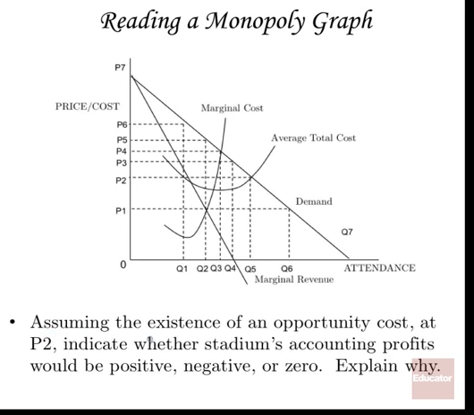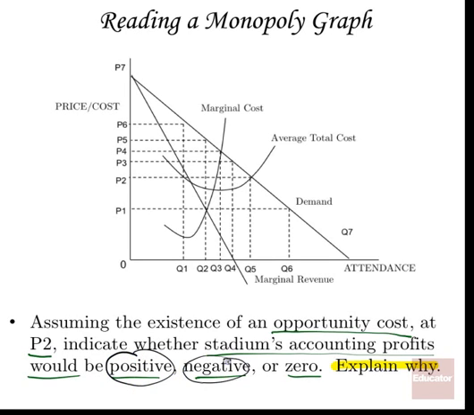So assuming the existence of an opportunity cost at P2, indicate whether the stadium's accounting profits would be positive, negative, or zero. And here's the kicker: you want to explain why. If this is a 2-point question, make sure you answer the first part, because you have a 1 in 3 chance here. You have 3 different choices: positive, negative, or zero. And then you get the second point for explaining why. So try to figure out what this is actually asking for.